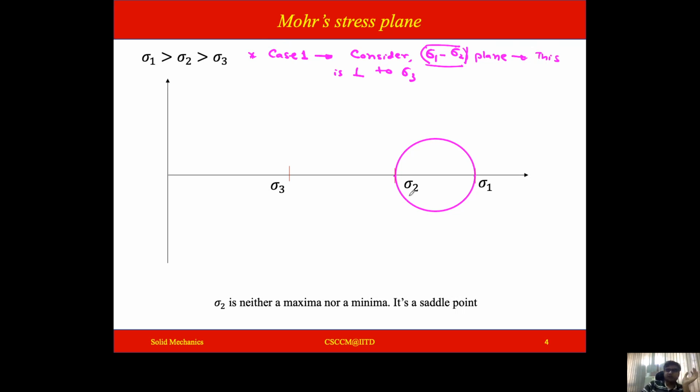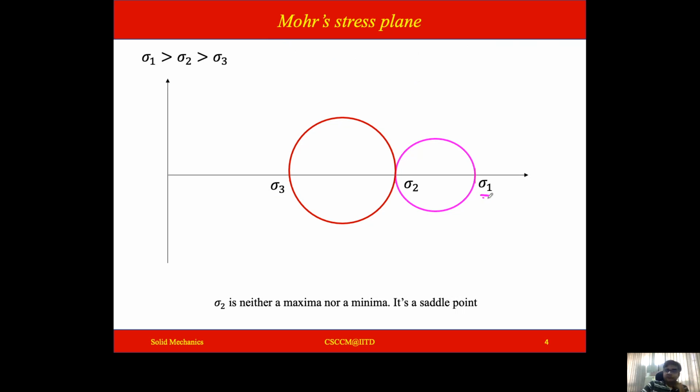Next, let us consider sigma 2 and sigma 3. In that case, our Mohr circle will pass through sigma 2 and sigma 3. So this is what we will get. And lastly, we consider sigma 1 and sigma 3, which means the Mohr circle will pass through sigma 1 and sigma 3, which means this is going to be my largest Mohr circle. And let us say this is the Mohr circle.